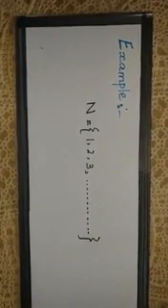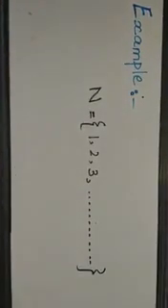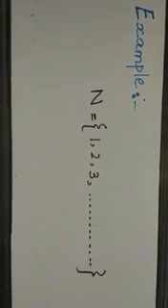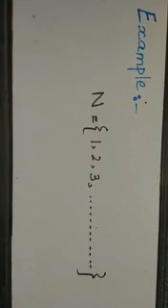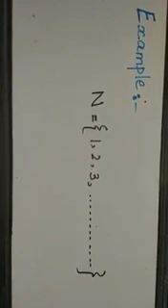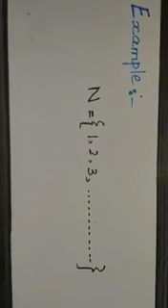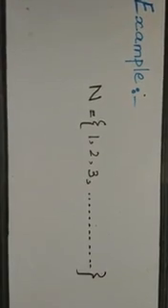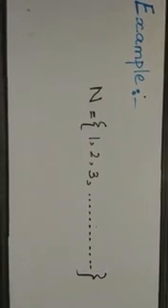Set N contains the elements 1, 2, 3 and so on. In this set, the number of elements is unlimited or uncountable, right?